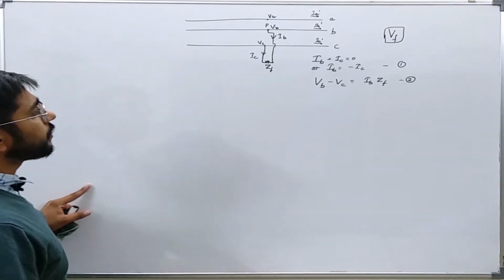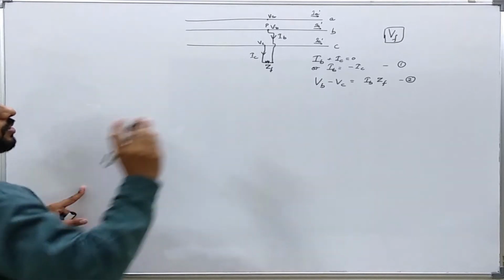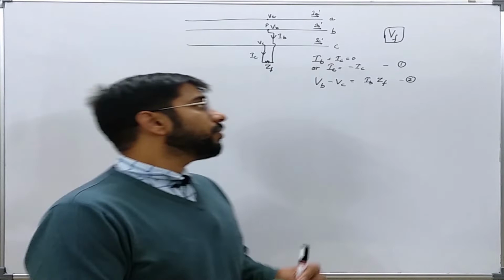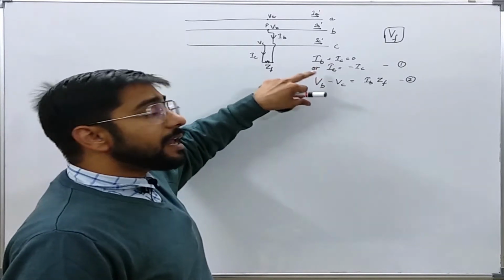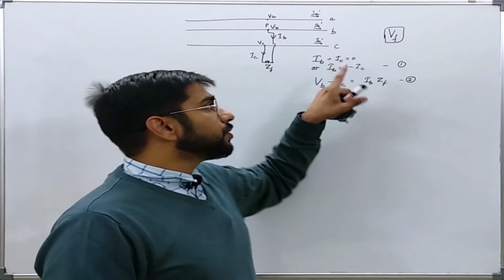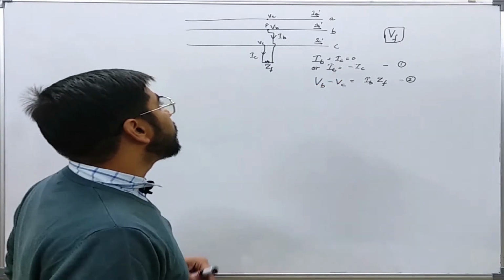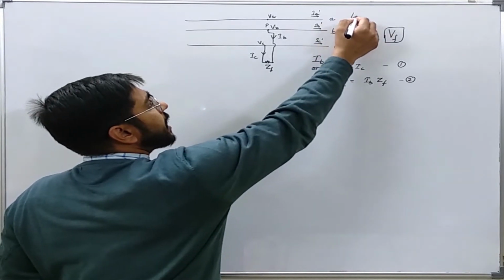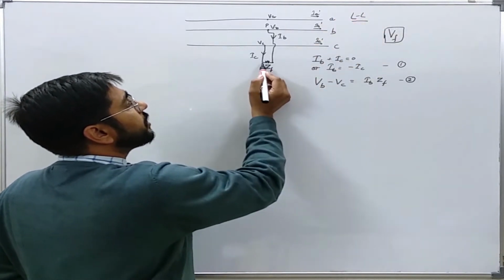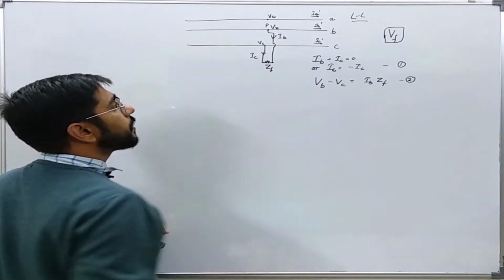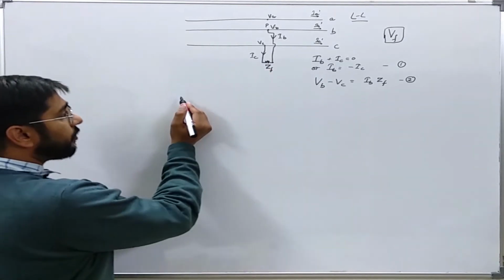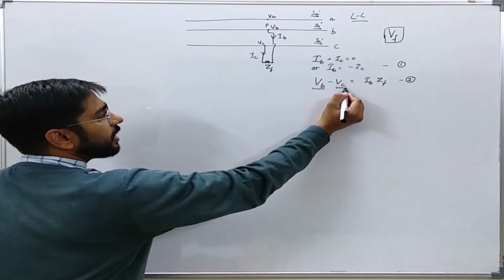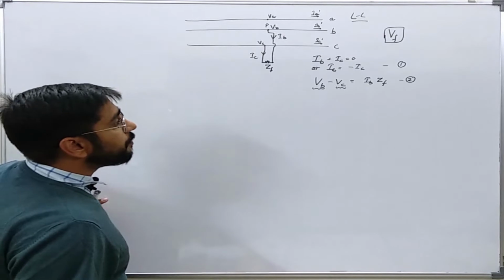Now we want to find various sequence components. So what we will try to do, we will try to find the values of various sequence currents and voltages using these two equations, because these two equations are going to signify a line to line fault in the power system, and there is the fault impedance also. So what we will do, we will try to convert this VB and VC into their sequence components.